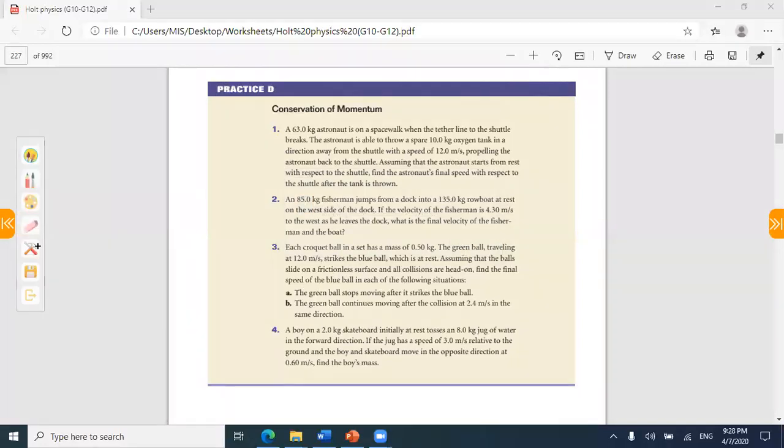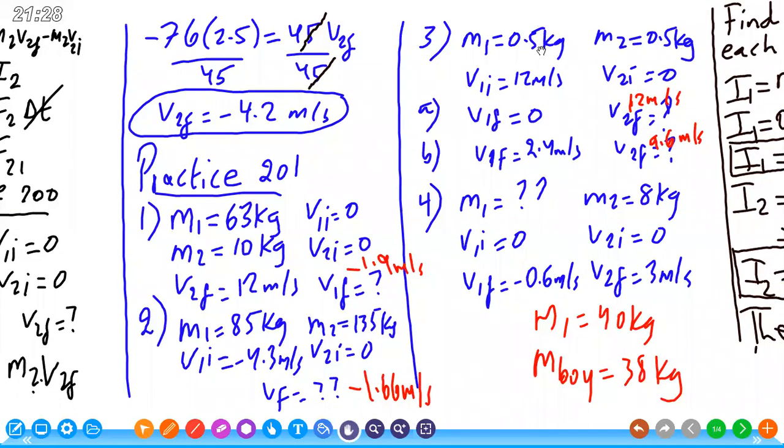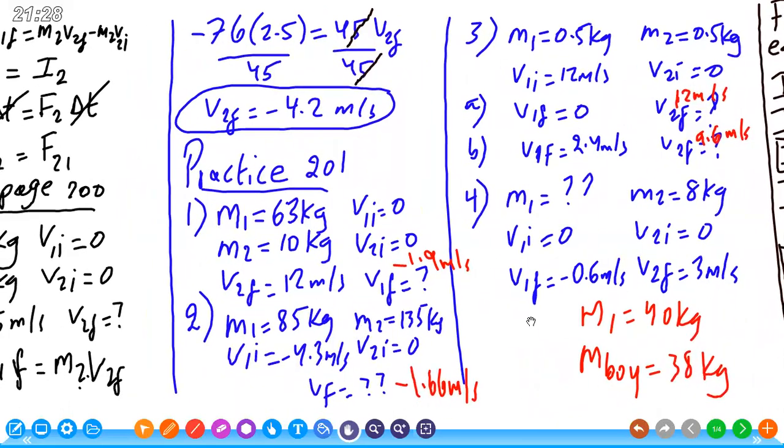Let's check. So we are here. So M1 is 0.5 kilogram. Okay, M2 also 0.5 kilogram. V1 initial is 12 meter per second. V2 initial is 0. Part A, if V1 final is 0, how much is V2 final? You are going to see that it is going to be 12 meter per second. And if V1 final is 2.4 meter per second, you will get V2 final to be like 9.6 meter per second. You have to use the original equation, which is M1 V1 initial plus M2 V2 initial equal M1 V1 final plus M2 V2 final.